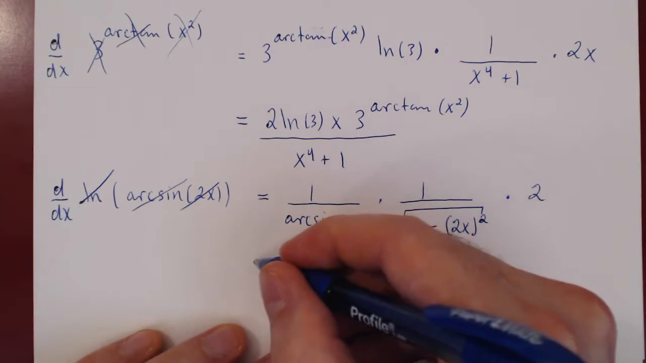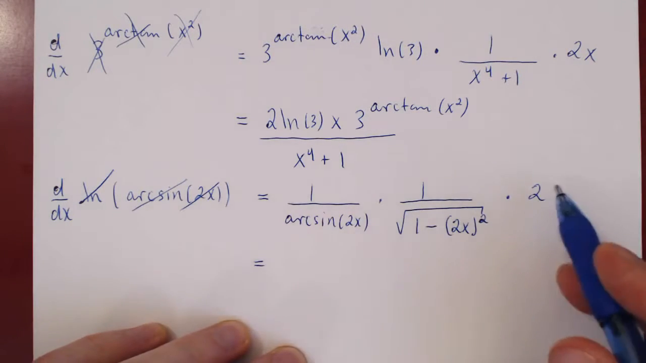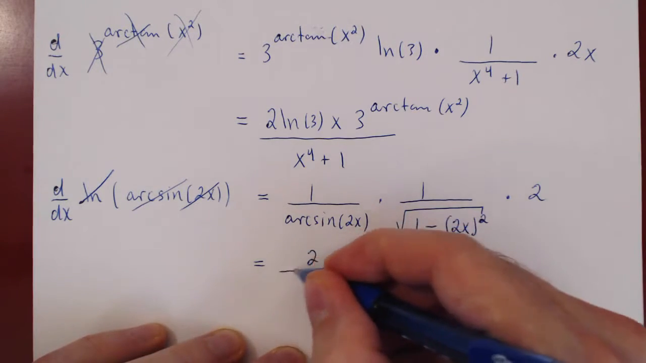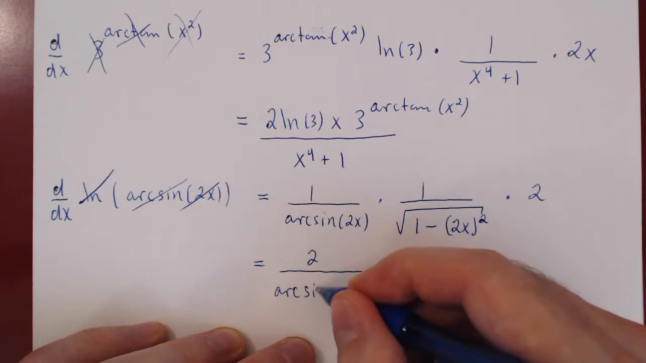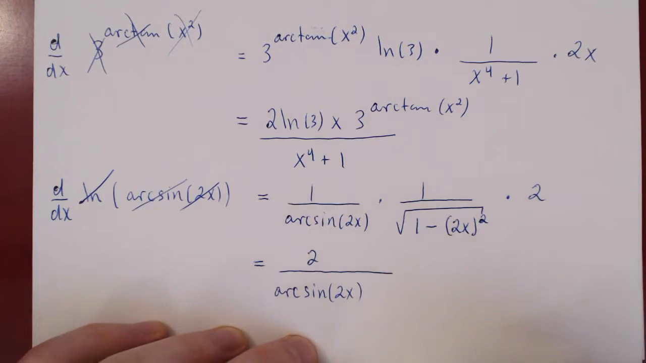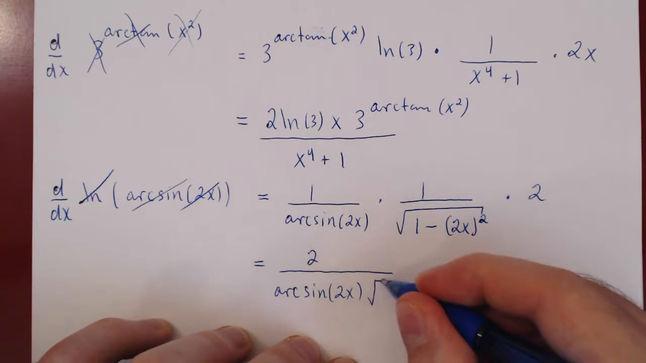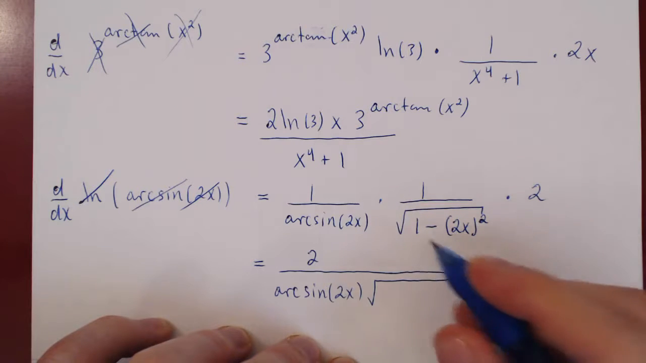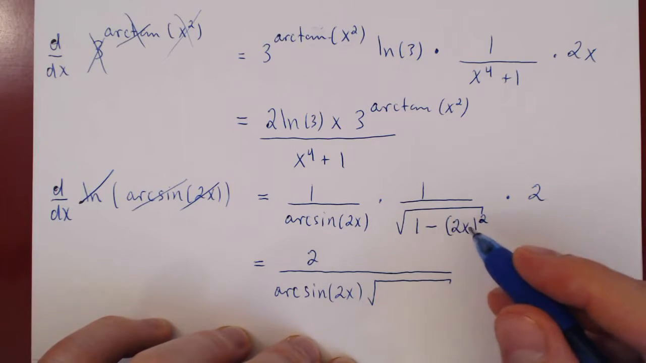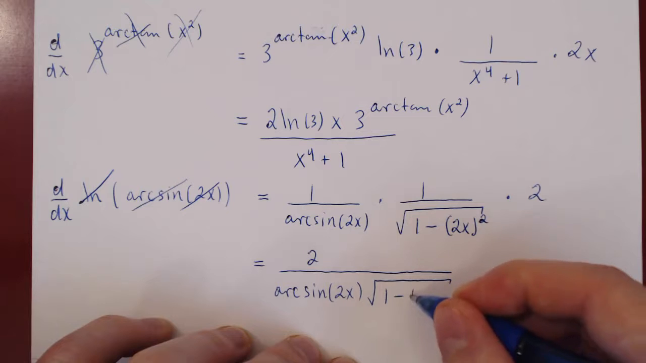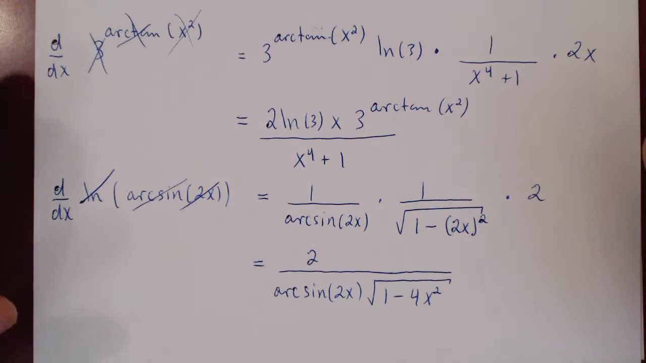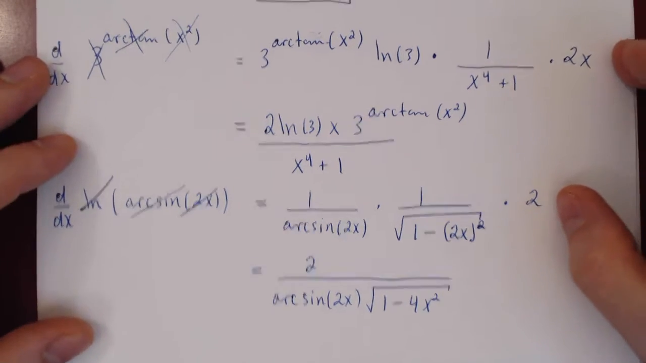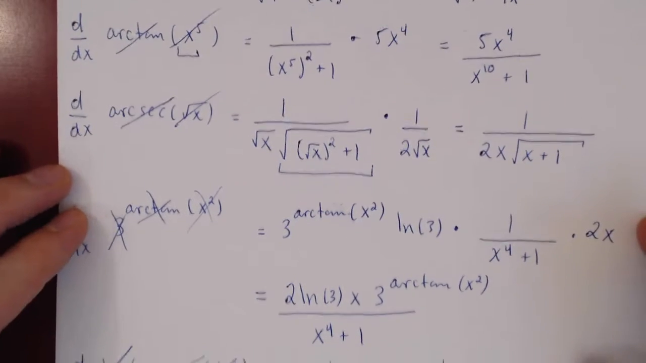Let's simplify a little bit. On top we have a 2 over arcsine of 2x times the root of 1 minus, and if you square this you'll get 4x squared. And there you have it. So this is how you use the rules of differentiation for inverse trig functions in the context of differentiation.